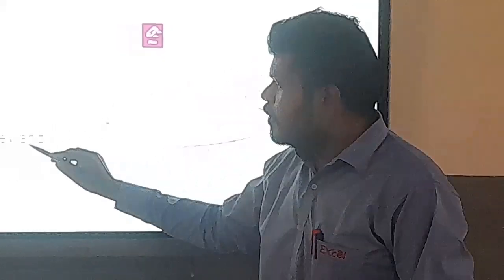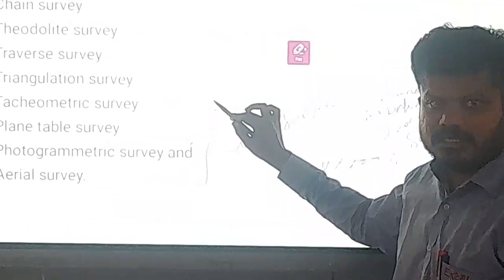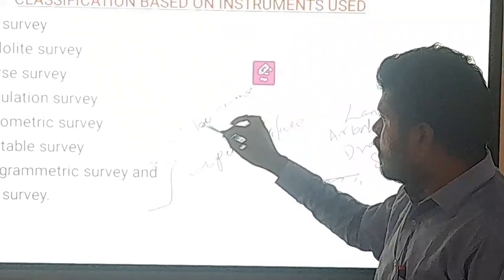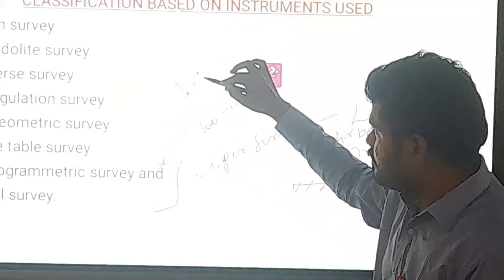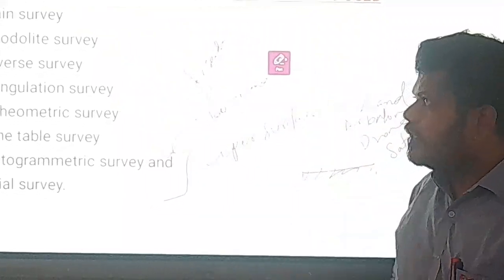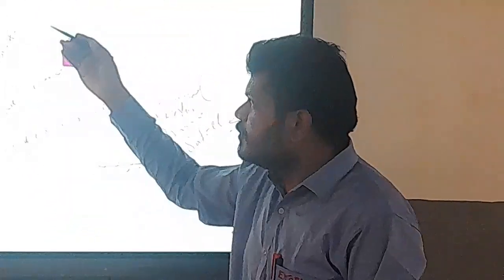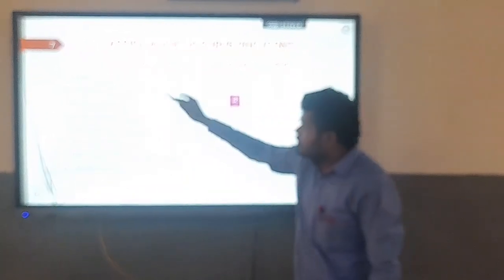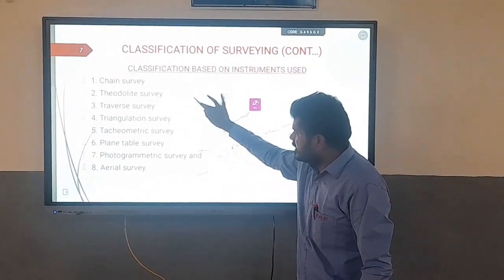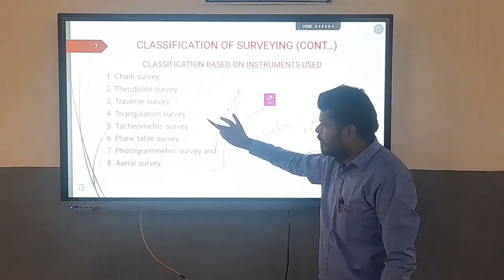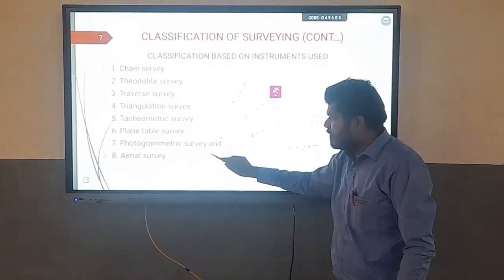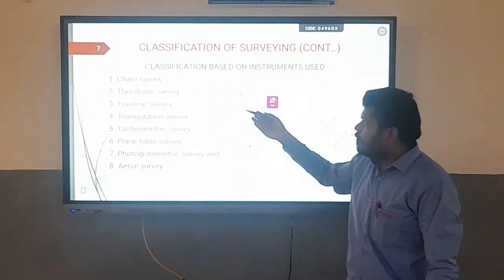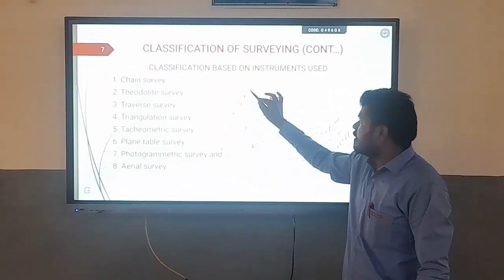This is majorly used for large areas, 100 acres or more, or for forest regions. So these are the kinds of instruments by which we classify surveying: chain, theodolite, traverse, triangulation, tachometric, plane table, photographic and aerial. These are the things we carry out for the functions of chain surveying.